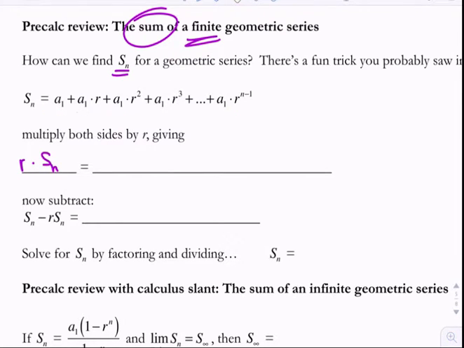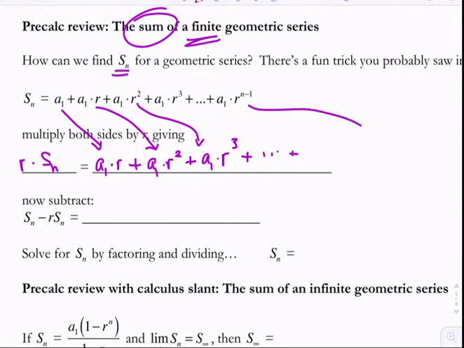Let me get rid of this. This turns into a1 times r. This becomes a1 times r squared. This is a1 r cubed. I think I'll put the dot in. My last term is going to be a1 times r to the n. I even might stick in the next to last term, a1 times r to the n minus 1. That's the nice thing about the dot. You can put in as many terms as you like or leave them out.